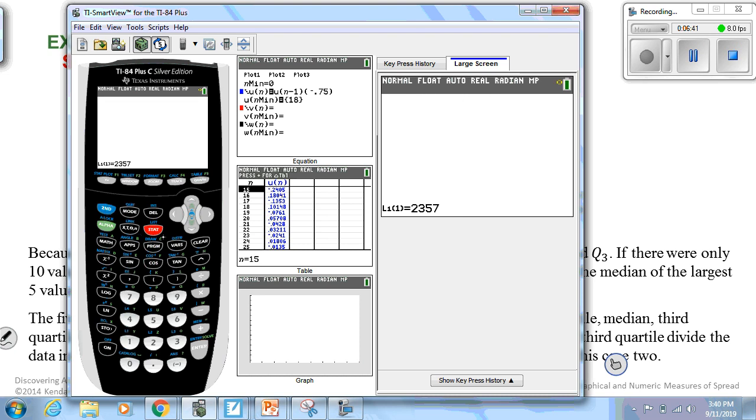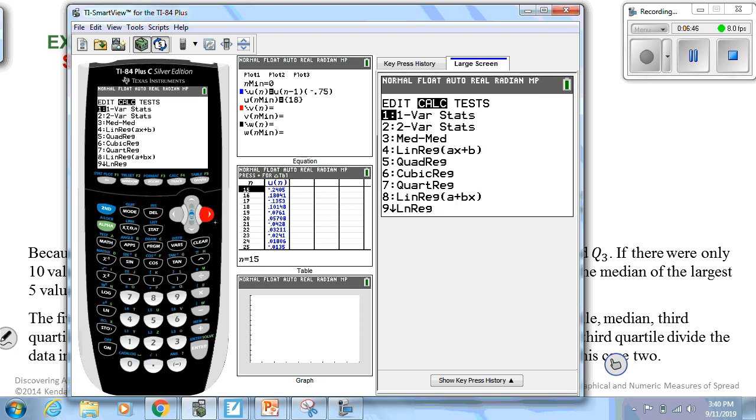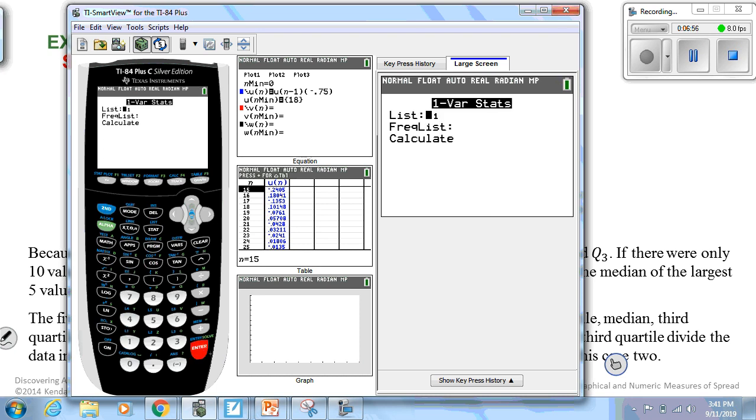From there, I'm going to go back to statistics or stat, and this time I'm going to go to calc or calculate. So I go back to stat, I go to calculate, and I'm going to go to option 1 variable statistics. When I go to that option, I want list 1, so L1, that's where I entered my data. So I'm going to go down to calculate.